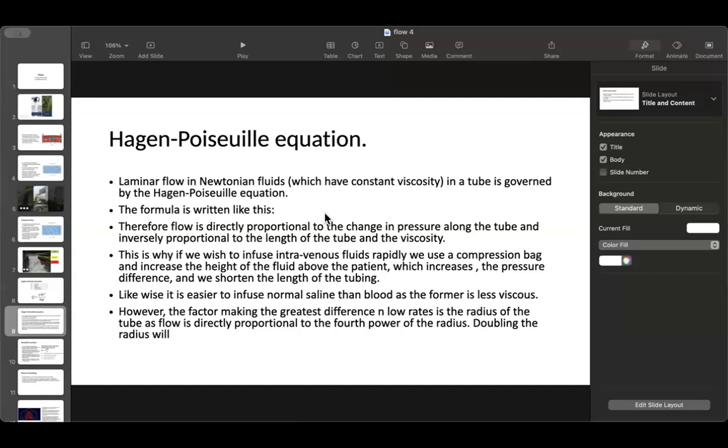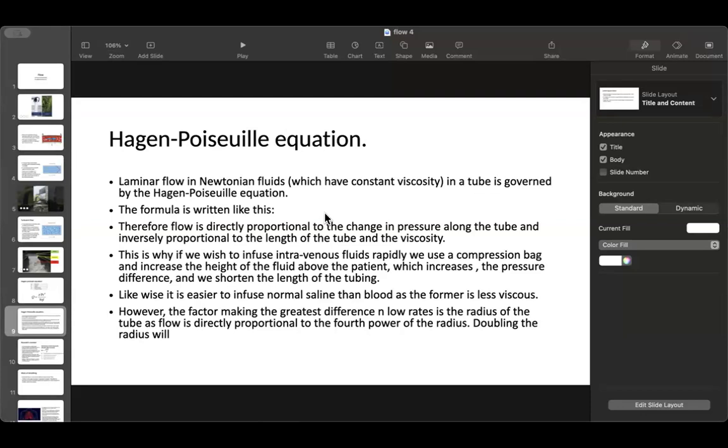A simple example to help describe it is giving intravenous fluid rapidly. When we choose to give it rapidly, what options do we have to make fluid move more rapidly through an IV cannula? It's either by increasing the pressure on the pressure bag or by using a wider bore cannula. Any increase in those two things will increase the flow.